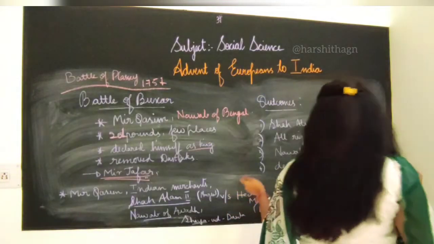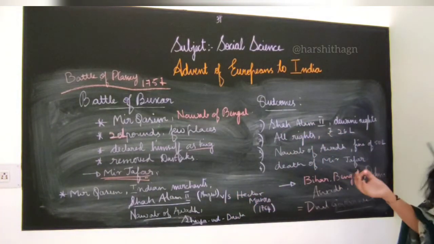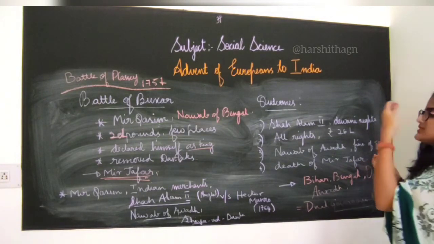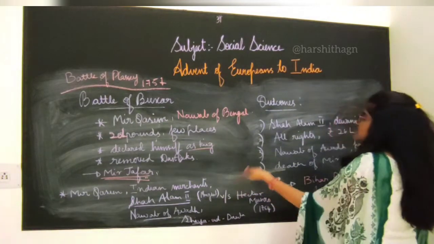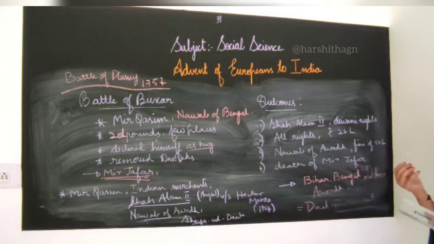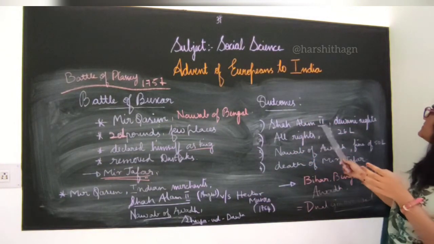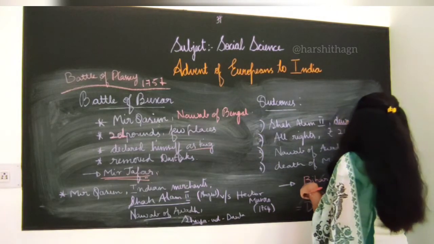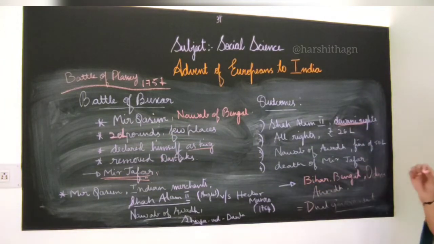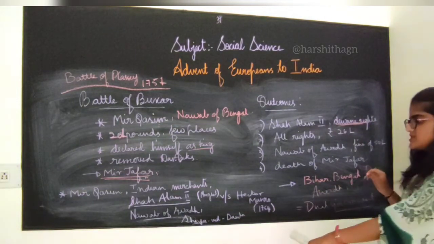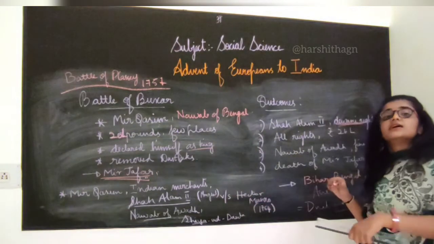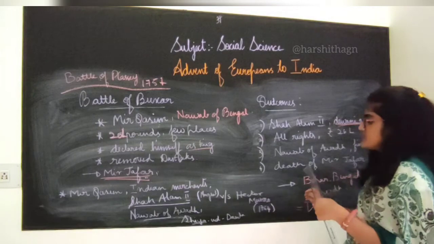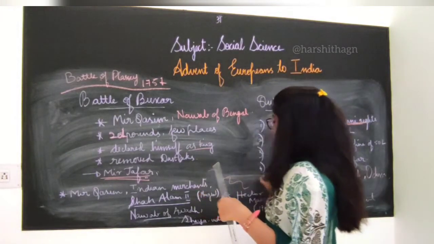After this war, there were some results. Whenever you face an exam, there must be a result. So after the war or battle, there were outcomes. Shah Alam II gave the Diwani rights to the British. He gave Diwani rights to the British. Shah Alam II, who was a Mughal emperor, gave the Diwani rights. Why did he give them? All these three were lost.